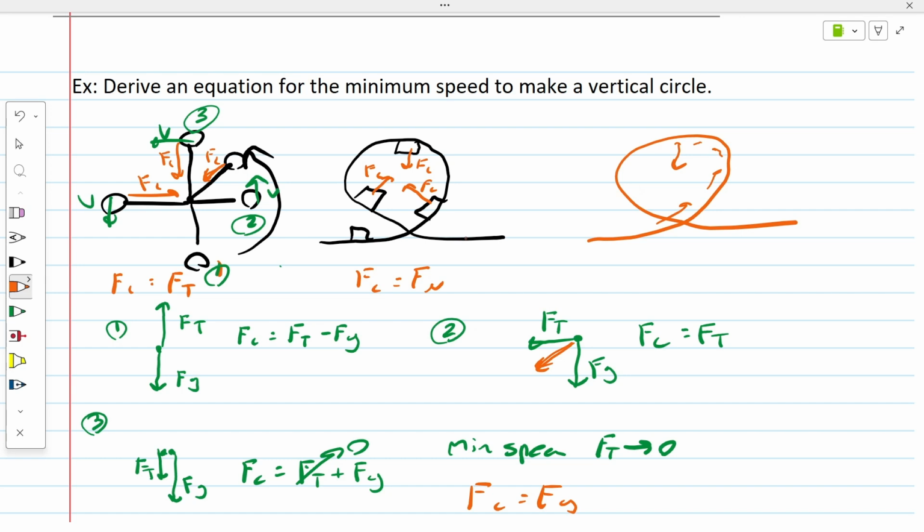Alright, so that is all I got for this video. Stick around and watch the next video to talk about satellites and how their circular motion works, and that'll be the last part of the circular motion series.